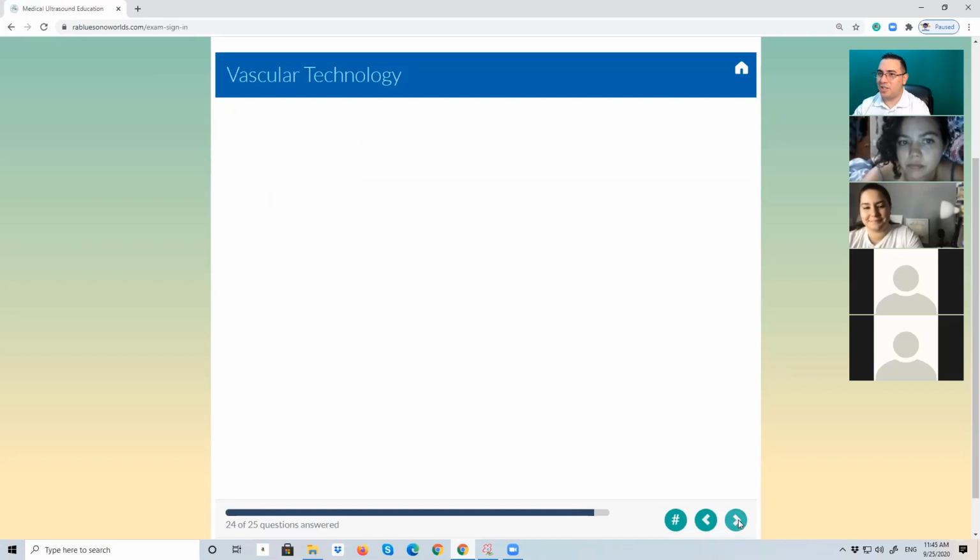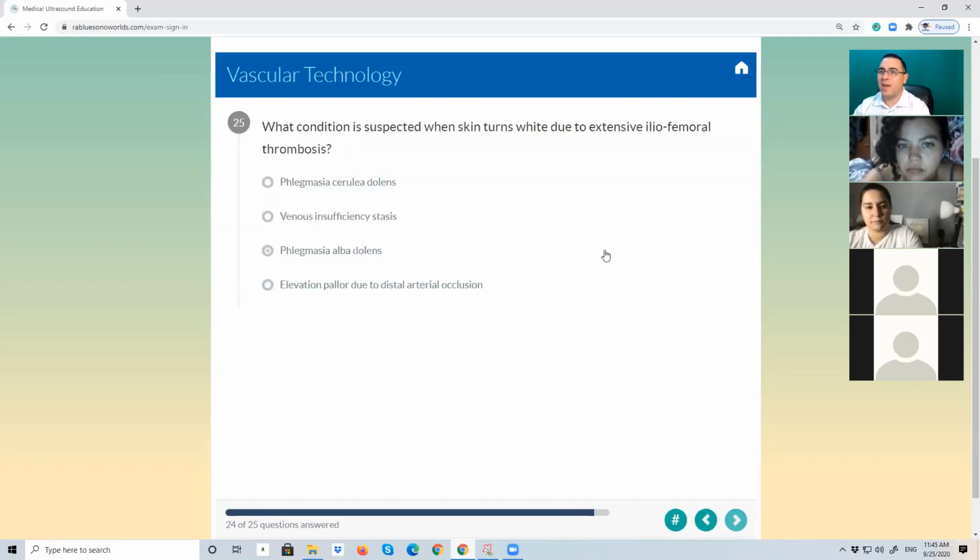Let's go to question number 25. This is the last one. It says, what condition is suspected when the skin turns white due to an extensive iliofemoral thrombosis? What's going on in here? Phlegmasia alba dolens. Perfect. That's the one. Alba means white. Perfect. And this is an emergency.